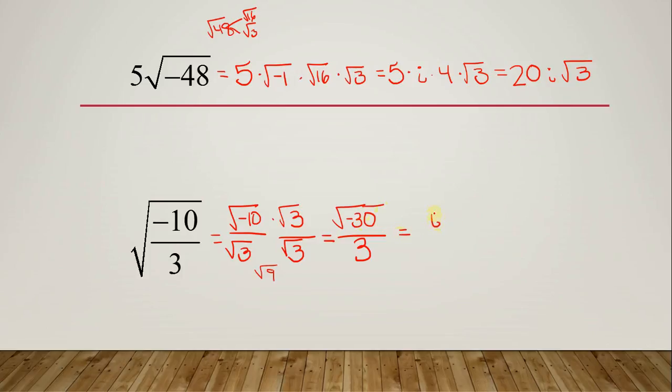Now notice, guys, I have a negative still on the top. So it looks like I got an i to come out. 30 does not break down over 3. Now you cannot simplify this at all. Do not, because this 30 is inside the radical. The 3 is not. Thus, they are not able to be simplified any further.